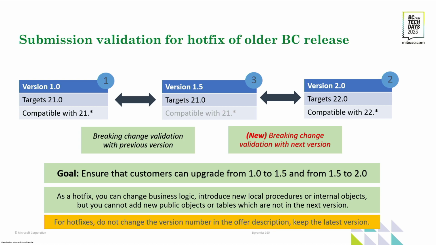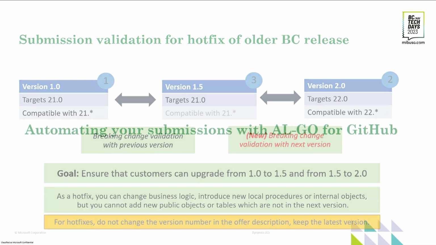Another thing to take into account when you do a hotfix, so publishing a version that is not the latest version of your app, you should not change the app version in your offer description, because we want you to keep the latest version stated there, so that when customers go to the AppSource marketplace, they see what is the latest version of your app and not what was the last version you pushed into the AppSource marketplace.